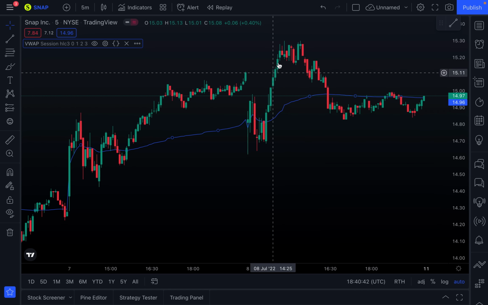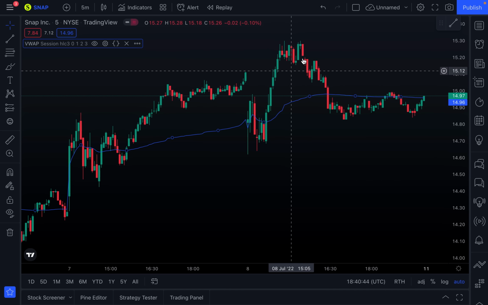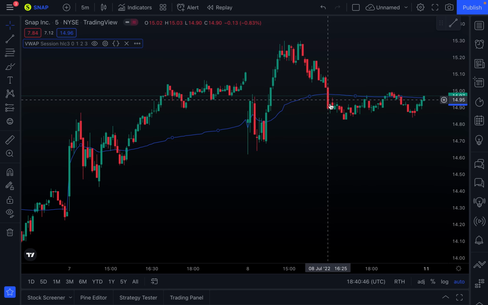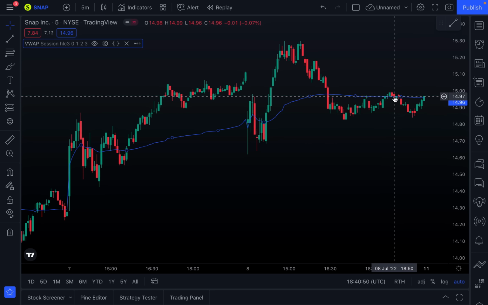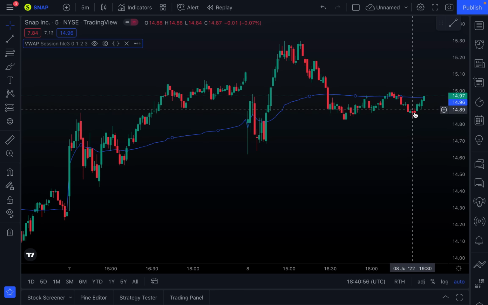This snap started in an uptrend, right? It was above the VWAP before breaking it, going into a downtrend. And then what happened when it tried to come back up to the VWAP? It got rejected. And the VWAP acted as an area of resistance here before it fell back down, as you can see here.